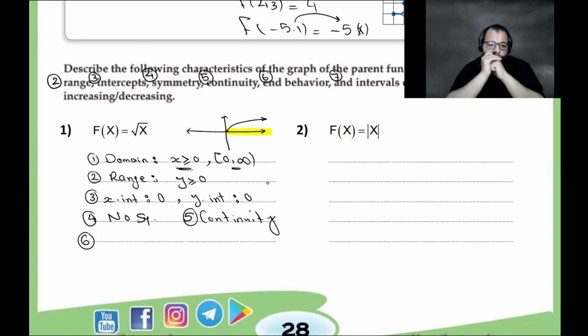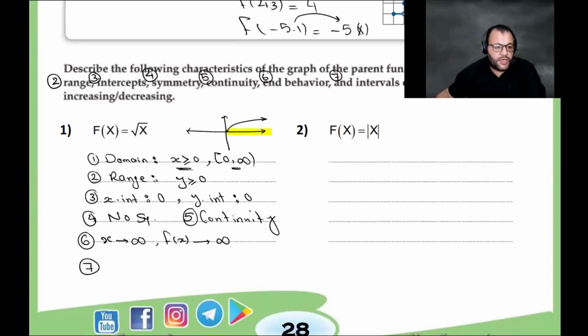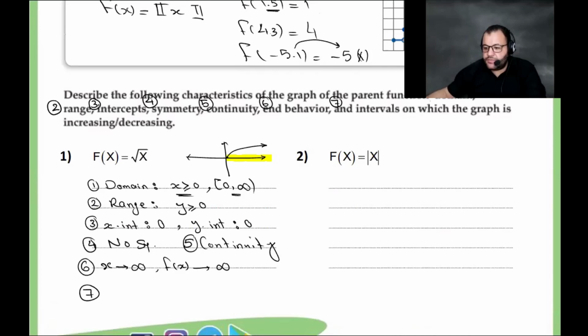And number 6, we need to find the end behavior. When x goes to negative infinity, there is no arrow on the left. The limit of f of x is infinity as x is going to infinity. When x tends to positive infinity at the right side, you will find that the function also tends to positive infinity. And number 7, the intervals of increase and decrease.